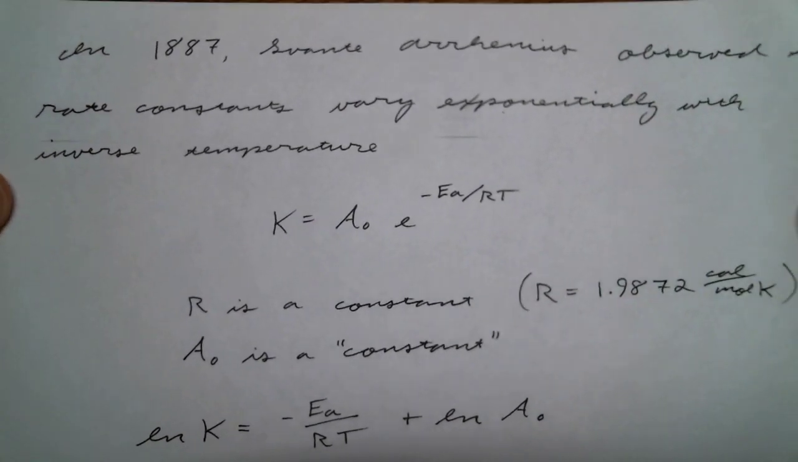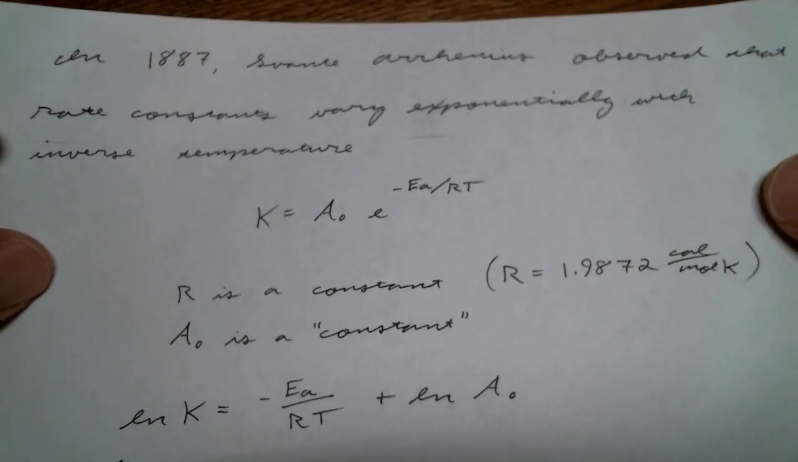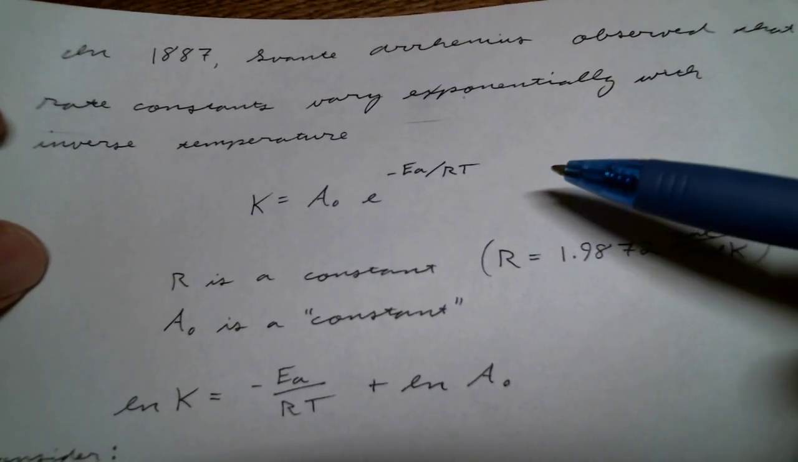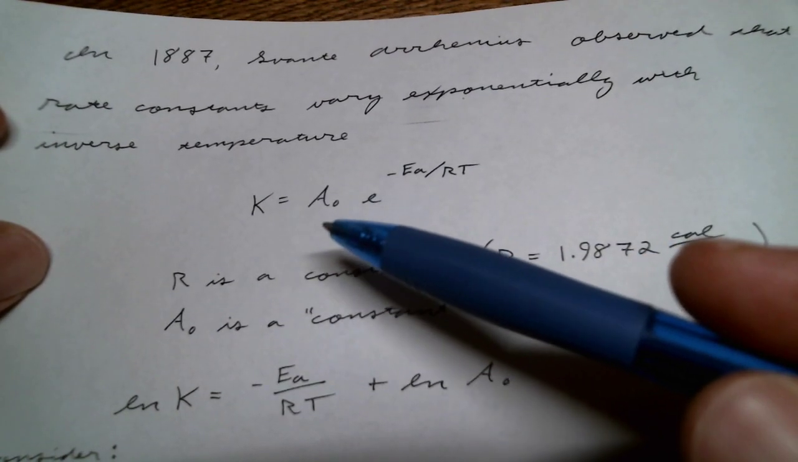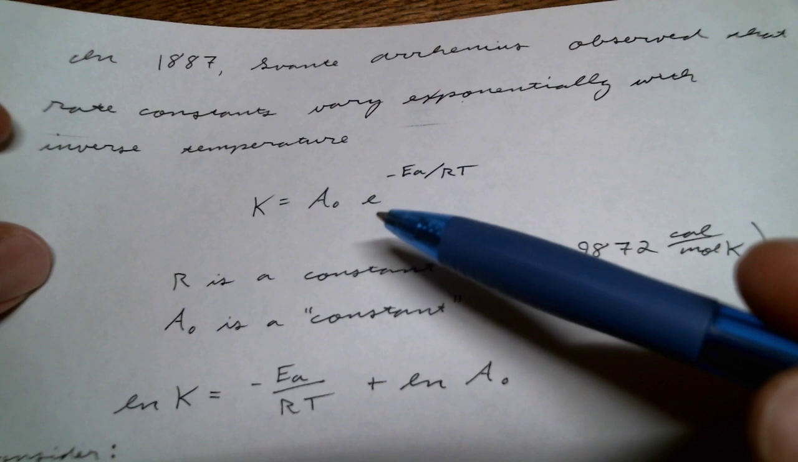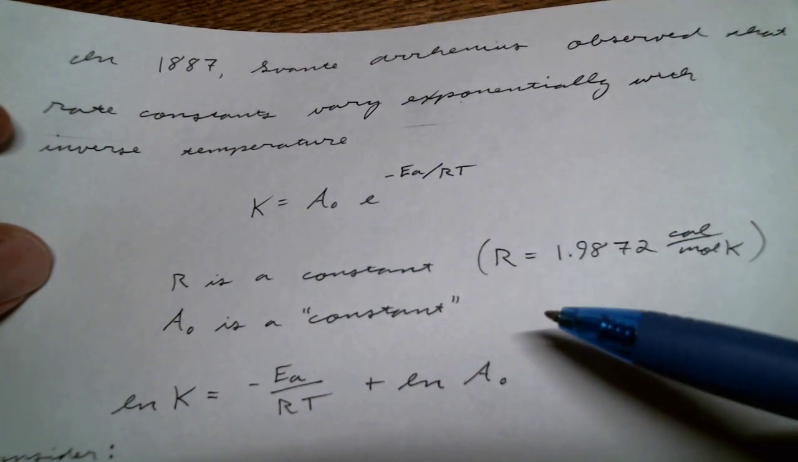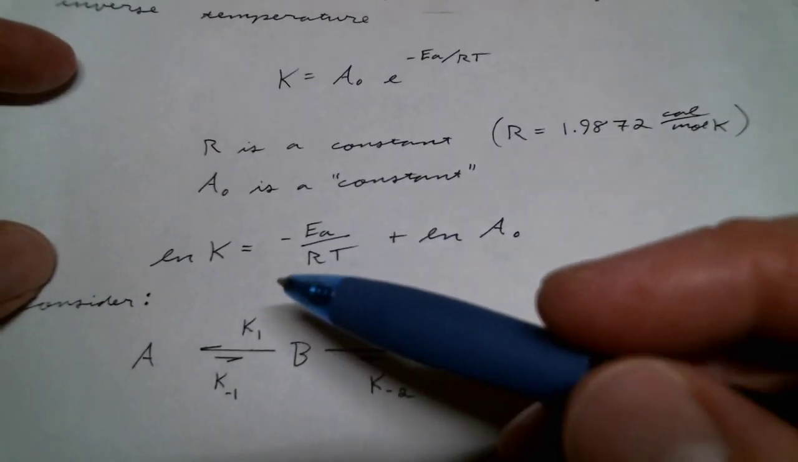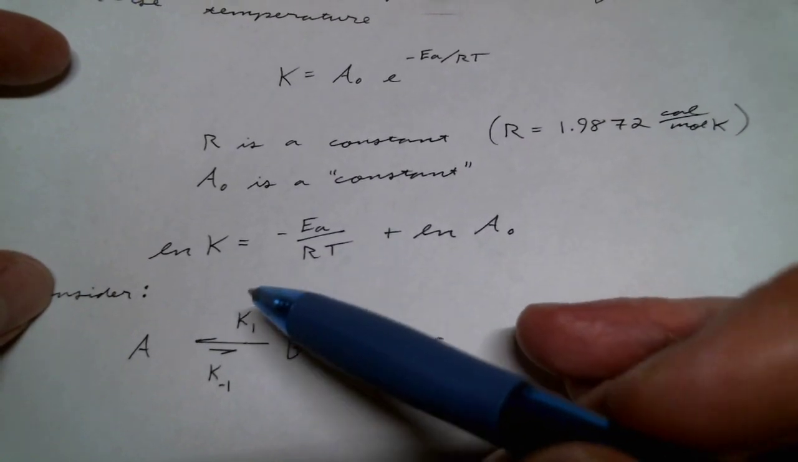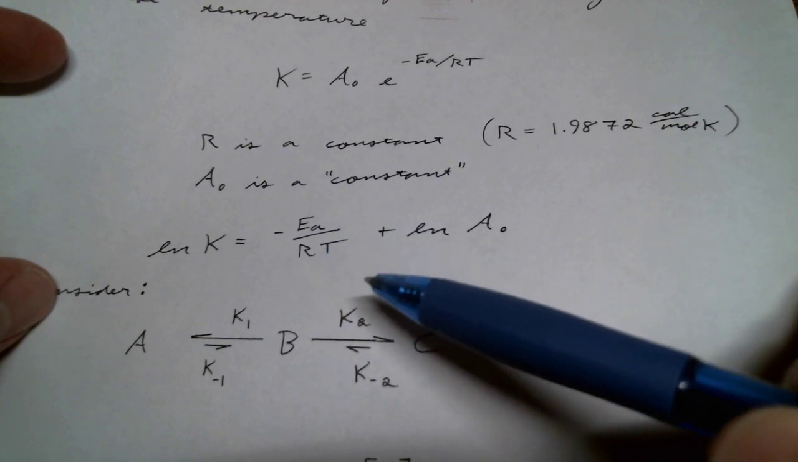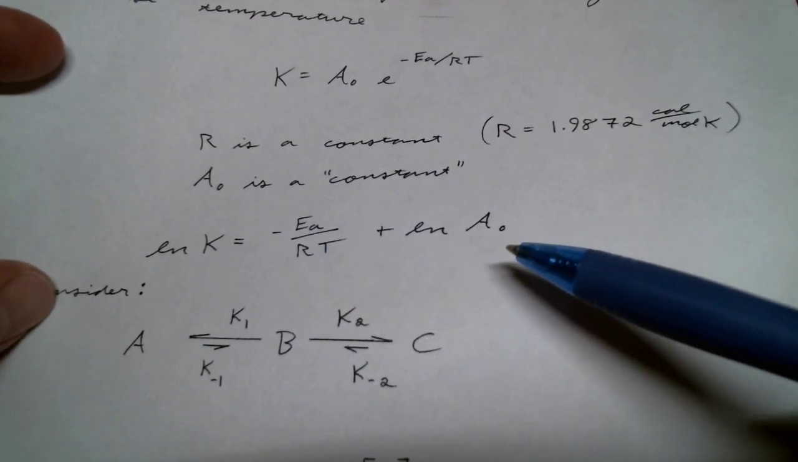We've got to revisit one other subject we talked about in first semester organic chemistry, and that's the Arrhenius equation. In 1887, Svante Arrhenius observed that rate constants vary exponentially with inverse temperature. So his equation: k equals some pre-exponential constant A naught times e to the negative Ea over RT, where Ea is activation energy, R is a constant, and T is temperature. Another form of this equation you might be more familiar with is the one where we've taken natural logarithms of both sides. So ln k equals negative Ea over RT plus the natural logarithm of A naught.